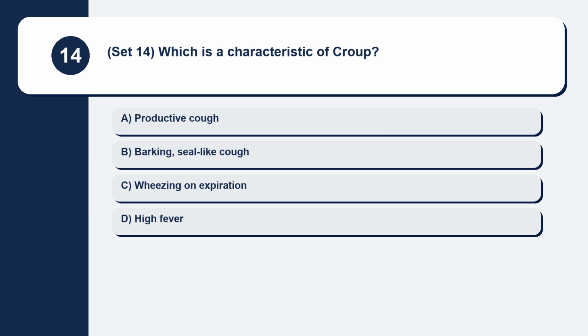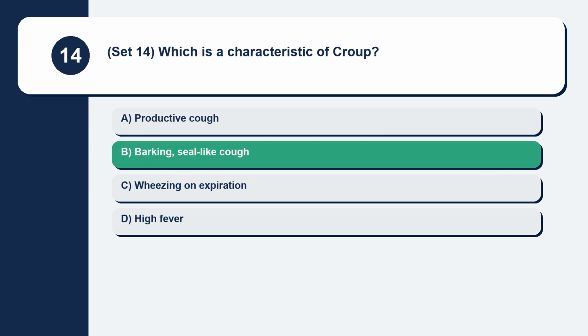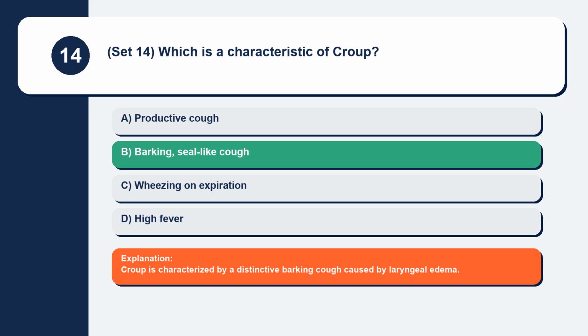Question 14. Set 14. Which is a characteristic of croup? Productive cough, barking, seal-like cough, wheezing on expiration, high fever. Croup is characterized by a distinctive barking cough caused by laryngeal edema.